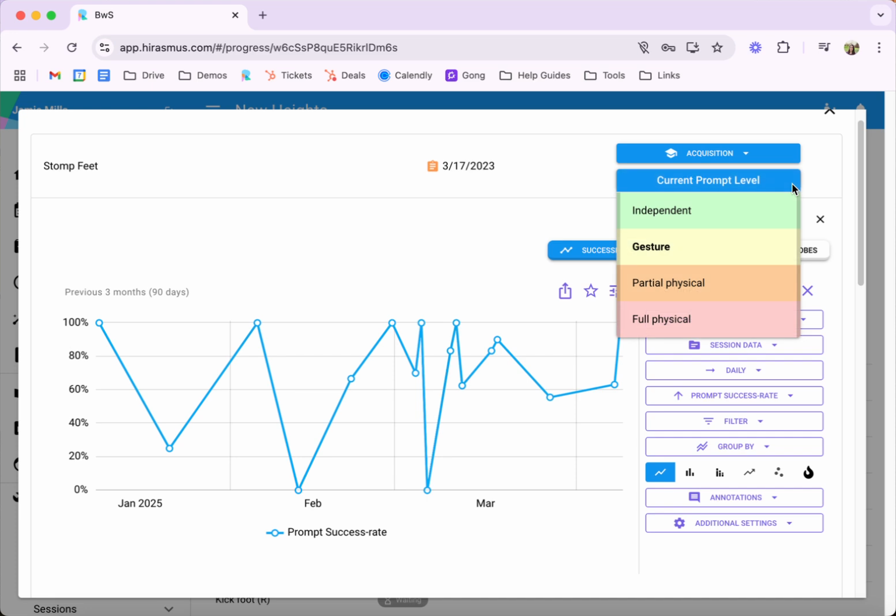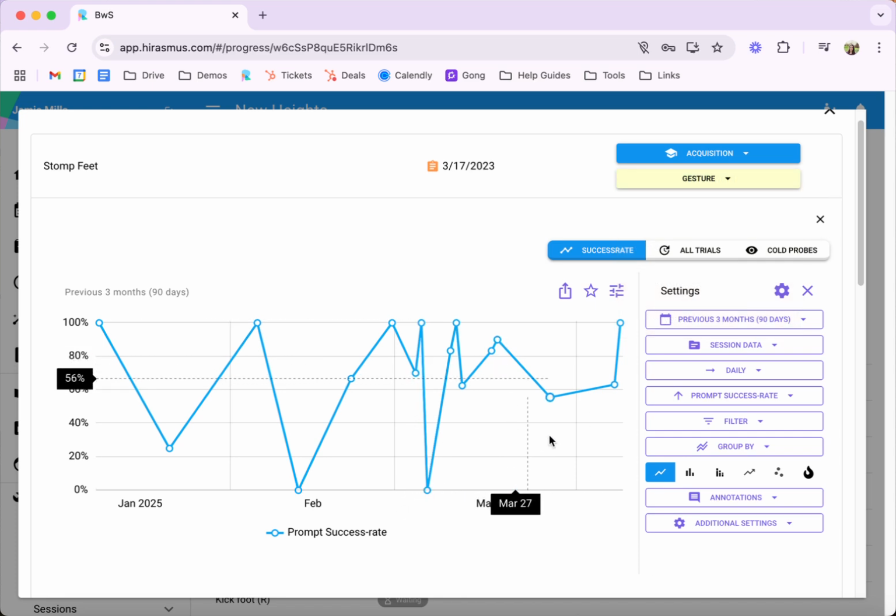trial. So for example, here on this program, these are our prompt levels, and this is the order they go in, so this full physical being the most intrusive. So for example, if partial physical was showing on the trial and the staff selected either partial physical, gesture, or independent as the outcome of that trial, that would be considered a successful prompt. So that's what this graph is showing, your percent success of your prompts. So not your percent success total of the data, but of your prompts. So that's one option and one way to analyze that data on this graph.